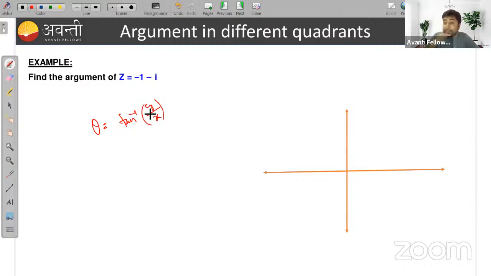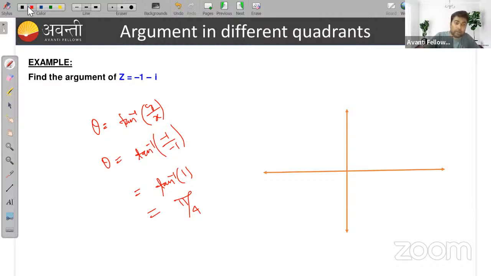If we apply this method, theta will be tan inverse of -1 upon -1. So this becomes tan inverse of 1, right? And which is pi by 4. But it is wrong. Its argument can't be pi by 4. Why is it not pi by 4?